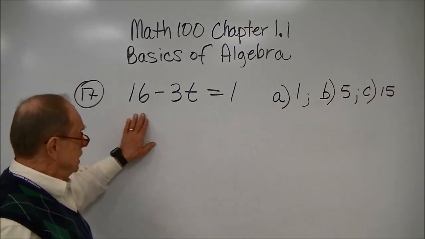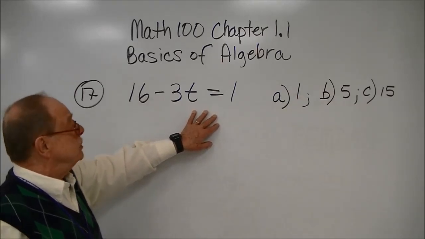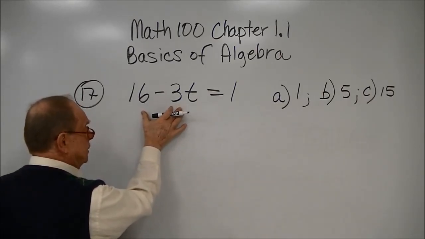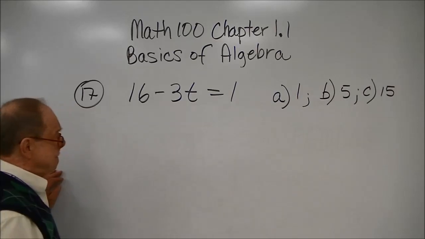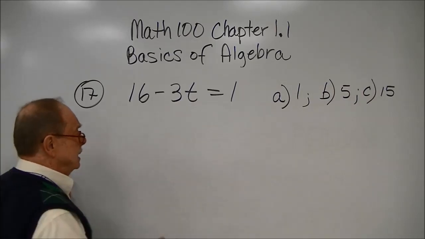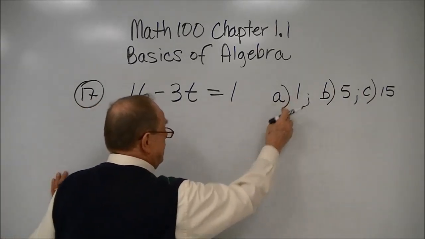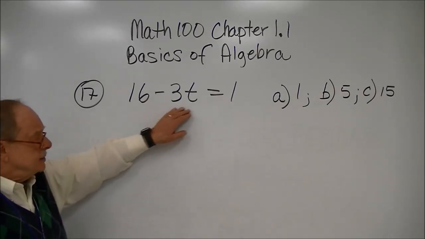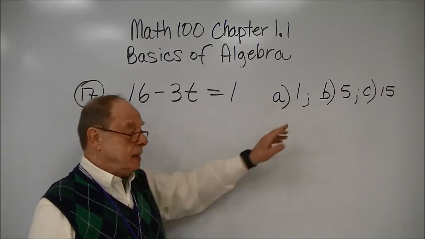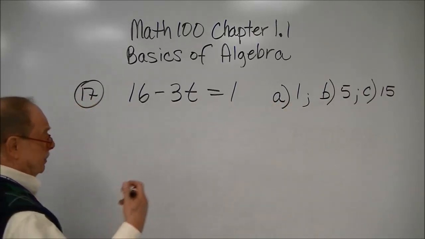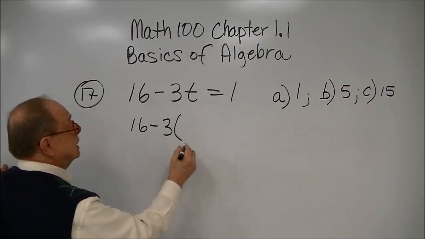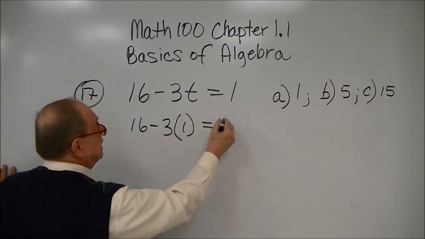Okay, in this next part, they're giving us what is called an equation, where you have an expression, there's a series of terms, equals something. And we're still going through this process of replacing a letter with a number. We want to see if we replace the T with the 1, it'll make this true. So again, we're just replacing. 16 minus 3 times T as 1. Does that equal 1?